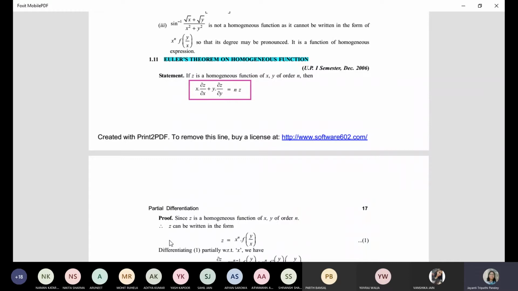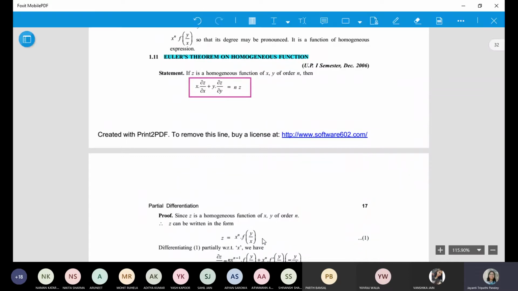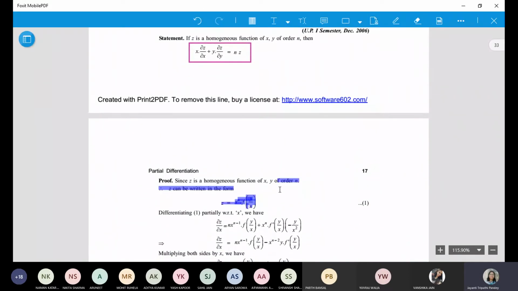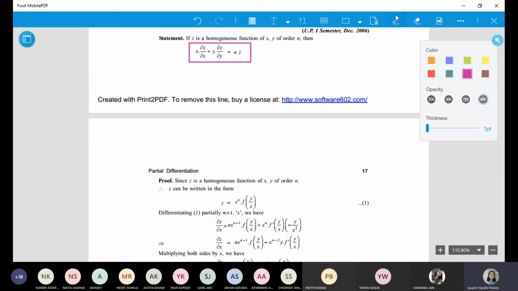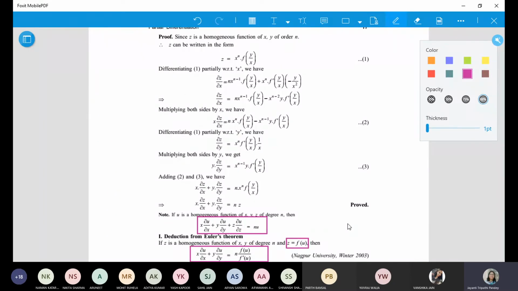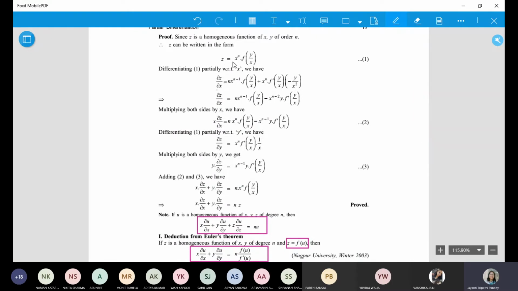Suppose your z is a homogeneous function. That means you can write z like this. Yes or no? You can write z as x to the power n f y by x. Okay. Now when you differentiate it with respect to x, you will use product rule. So that is n x to the power n minus 1 f y by x plus x to the power n, derivative of this, so f dash y by x into minus y by x square. Is this okay or not?